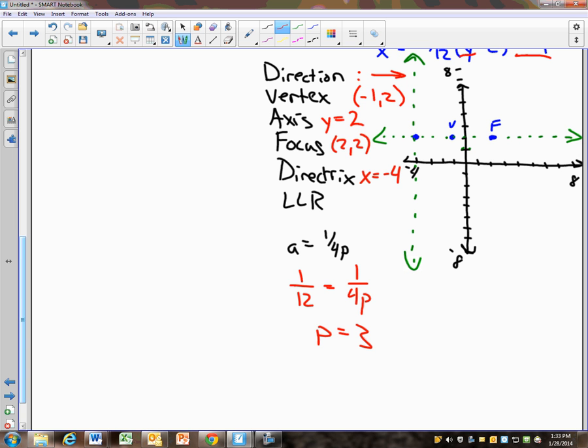Got it. Length of latus rectum. p is 3. Length of latus rectum is the absolute value of 4 times p. So it is 12.